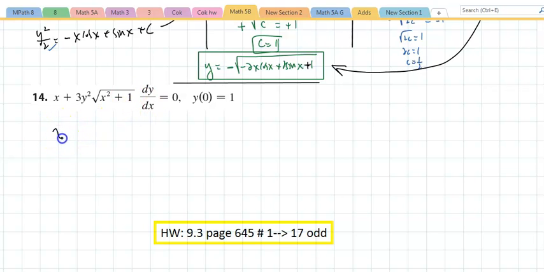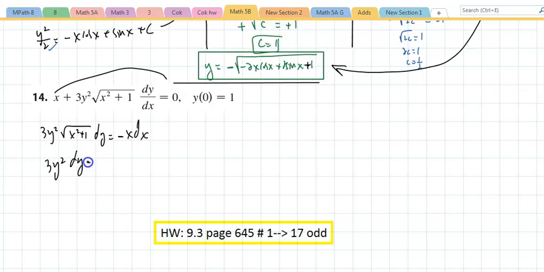Again, this says if I move this to the other side, I will get 3y squared square root of x squared plus 1 dy equals negative x dx. And if I divide by the 3, well, actually I could leave the 3 here because I could see it cancels out. That will make life easier. It doesn't really matter because you're going to divide both sides and it's going to cancel out.